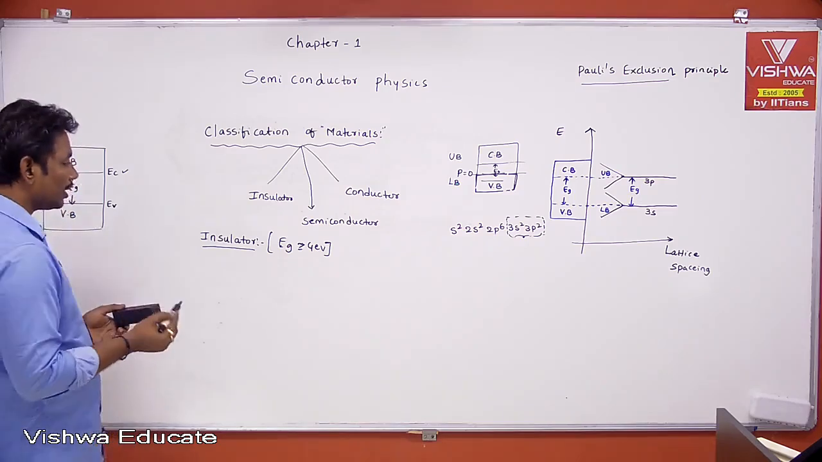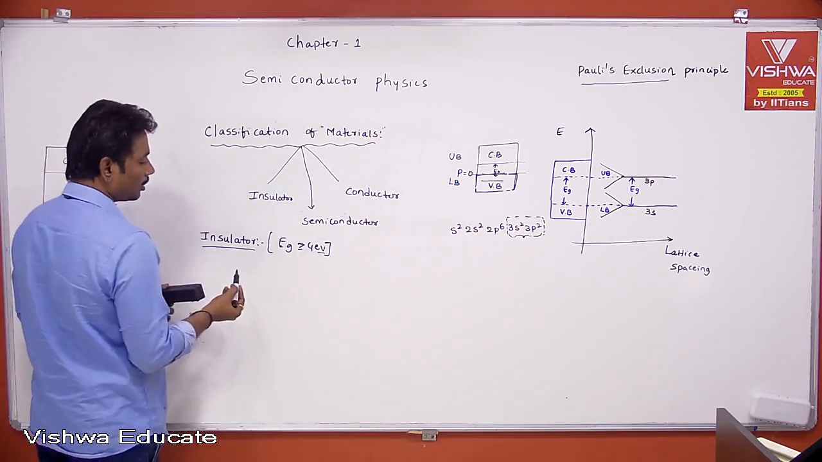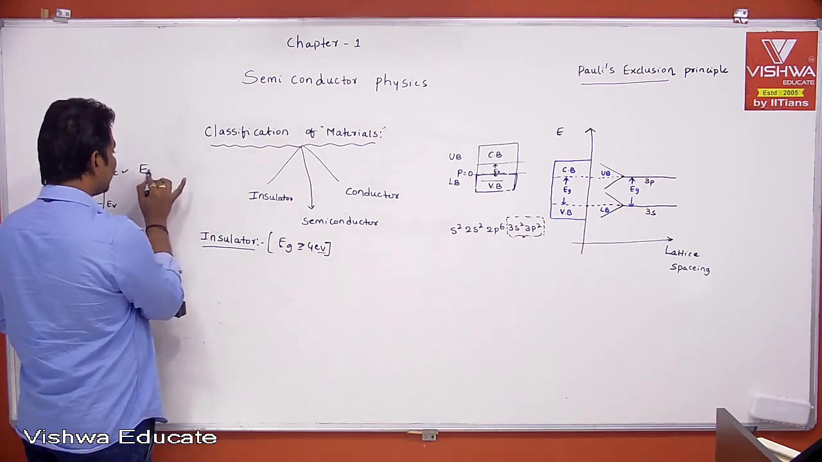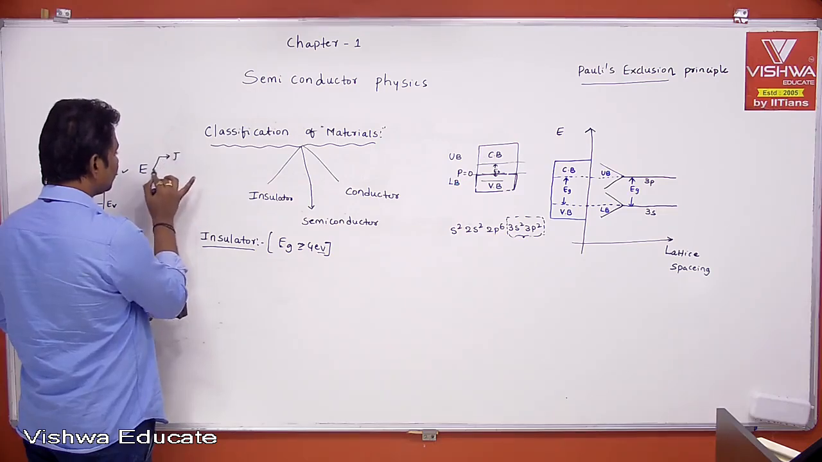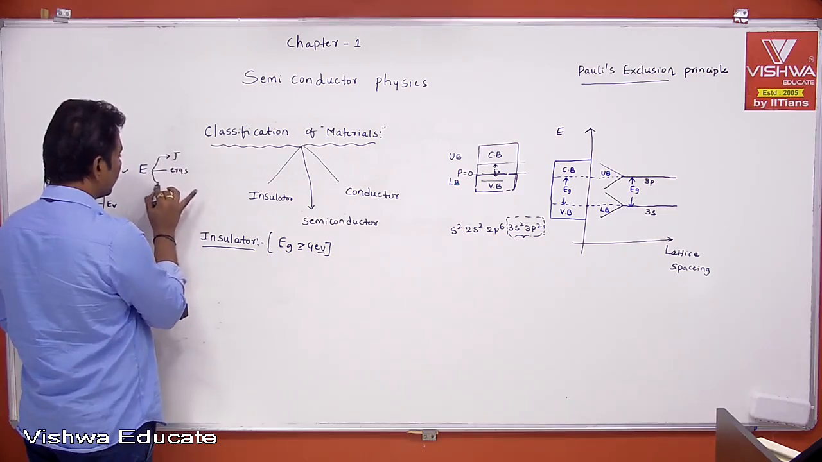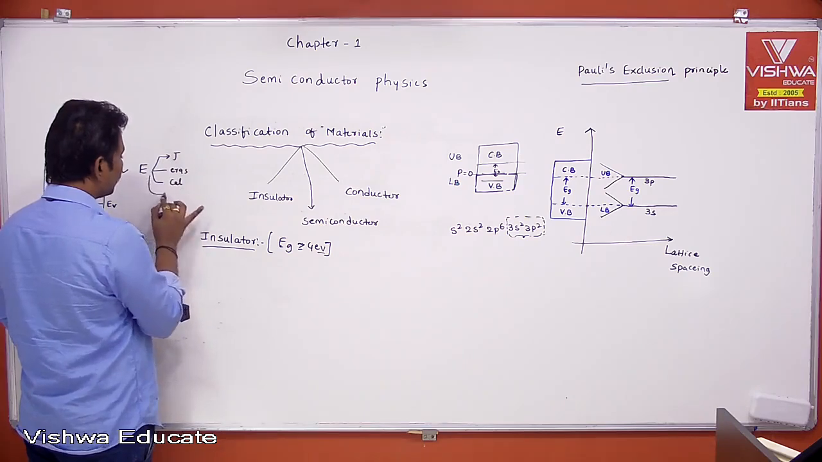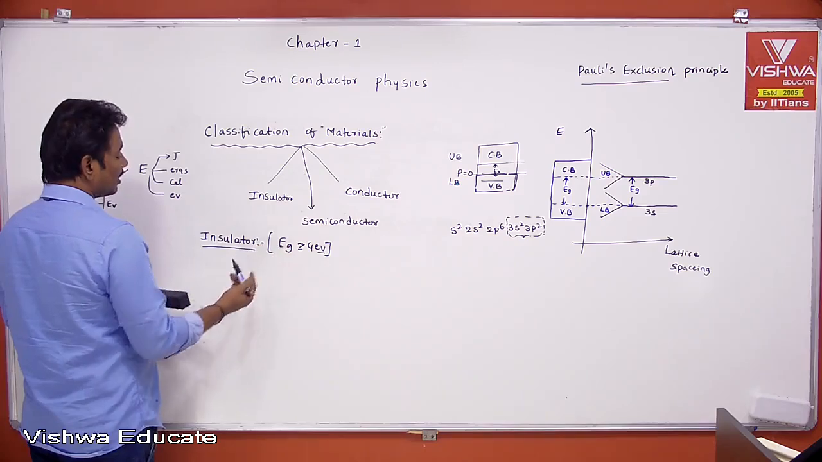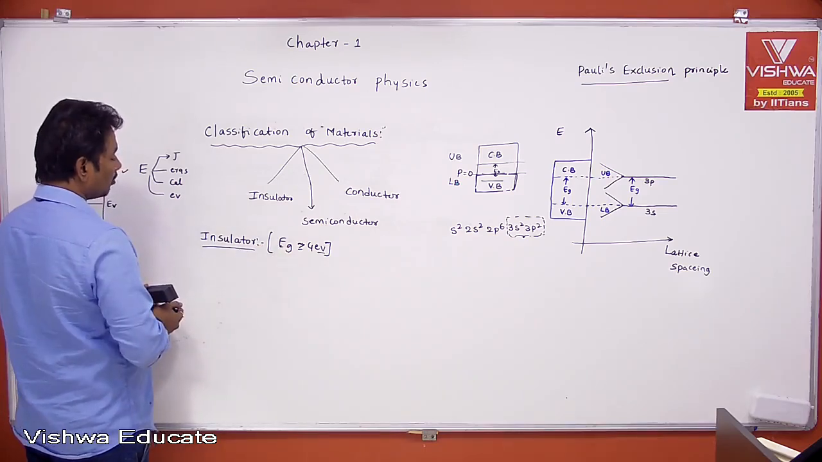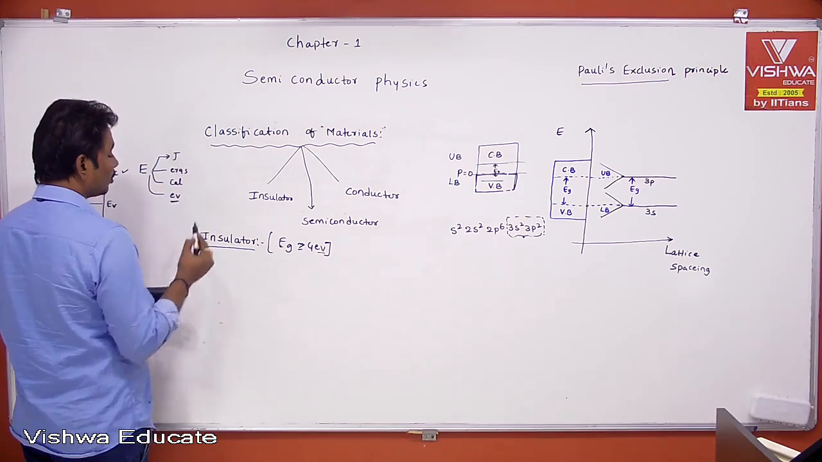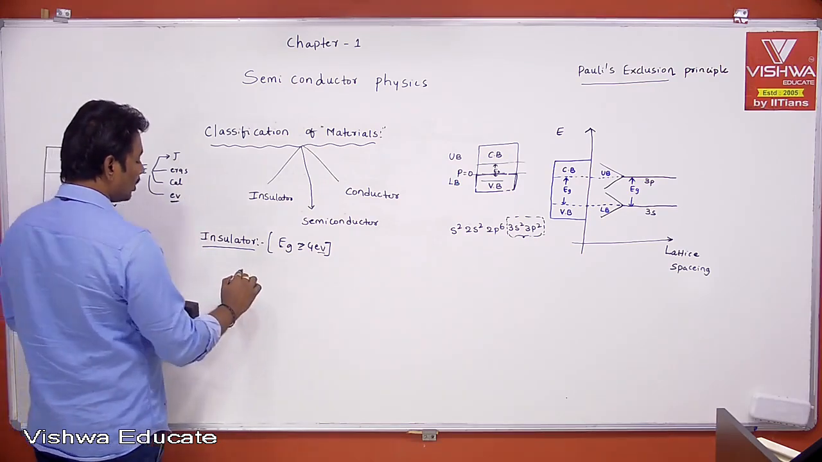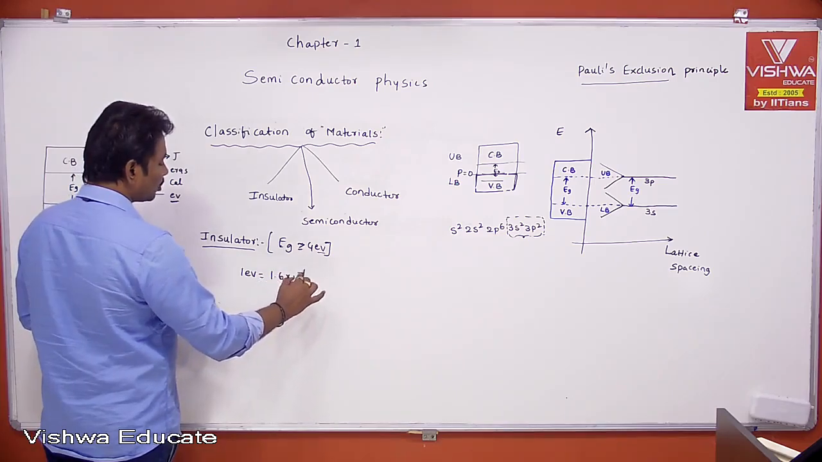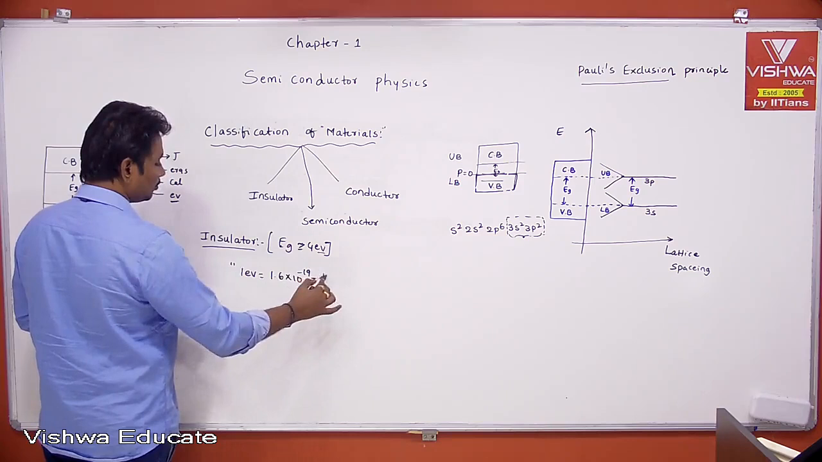What is an electron volt here? Electron volt is the smallest unit of energy. Energy has different units: we know joules, ergs, and calories, and one more is the electron volt. The energy gap is always expressed in electron volts because it is the smallest unit of energy. Now, 1 electron volt is 1.6 into 10 power minus 19 joules.